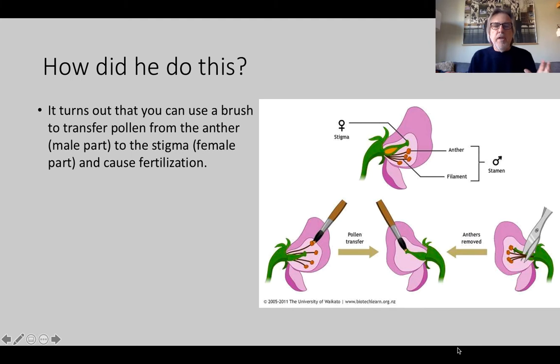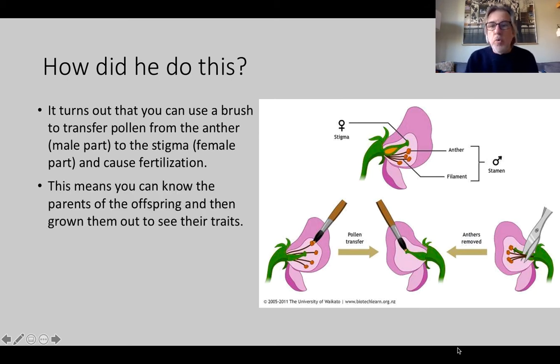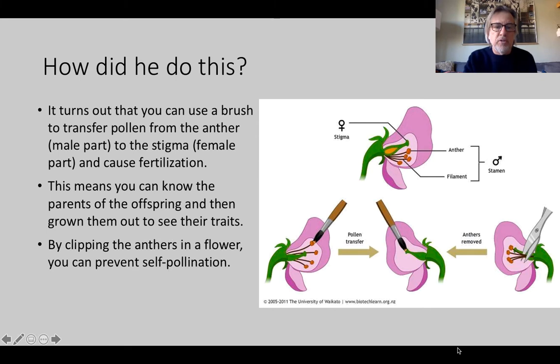It turns out that you can use a brush, a simple little paintbrush, and transfer pollen from the anther, which is the male part of the flower, to the stigma, the female part of the flower, and cause fertilization. And this is what Mendel would do, is he would take pollen from one plant with one set of traits and put it onto the stigma of another plant with a different set of traits. So this means you can know the parents of the offspring and then grow them out to see what their traits are. So it was a beautiful system. And if you clip the anthers, as being shown over here, then the plant cannot self-pollinate. And so that prevents confusion in your results.